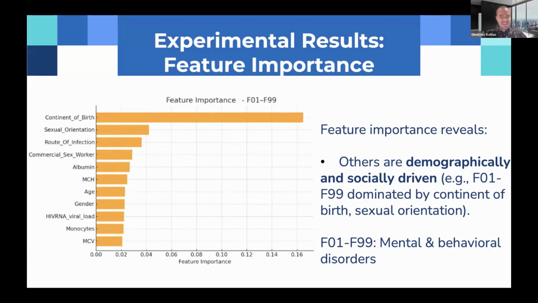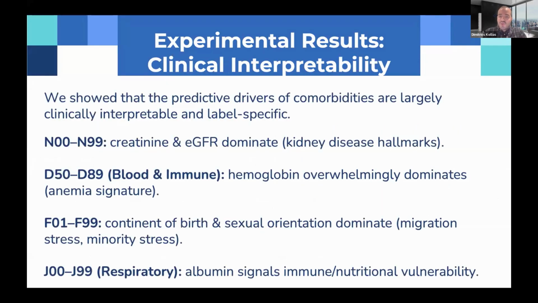As you can see, this is mostly dominated by the continent of birth and, secondly, the sexual orientation. The continent of birth is the top feature, with a big difference from the second. So, in terms of the clinical interpretability I was mentioning before, we showed that the predictive drivers of comorbidities are largely clinically interpretable and also label specific.